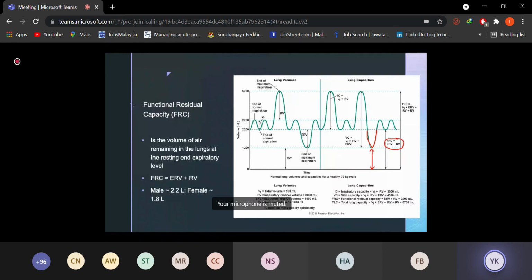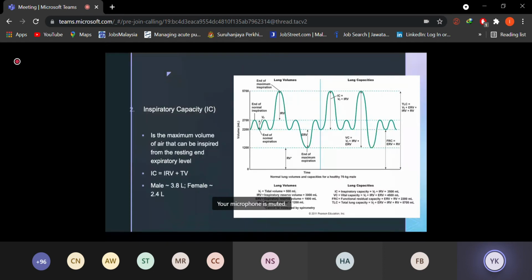Next is the IC, inspiratory capacity. This is your IC. IC is the combination of the tidal volume with your inspiratory reserve volume. So it means that after a normal exhale, then you try to inhale forcefully. You inhale forcefully, then you will get this volume, this capacity, the tidal volume including your inspiratory reserve volume.